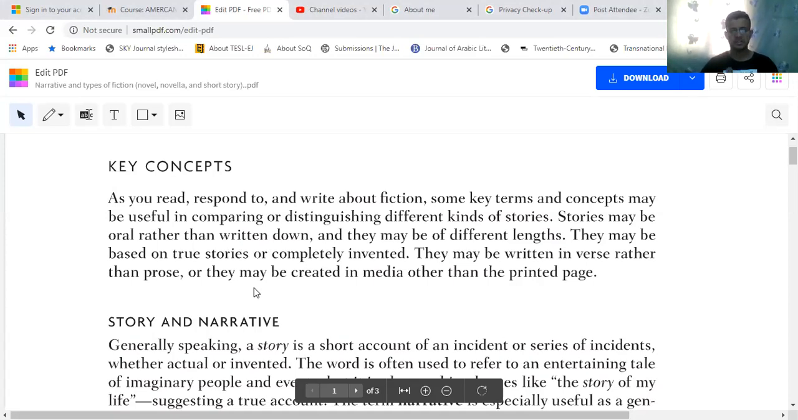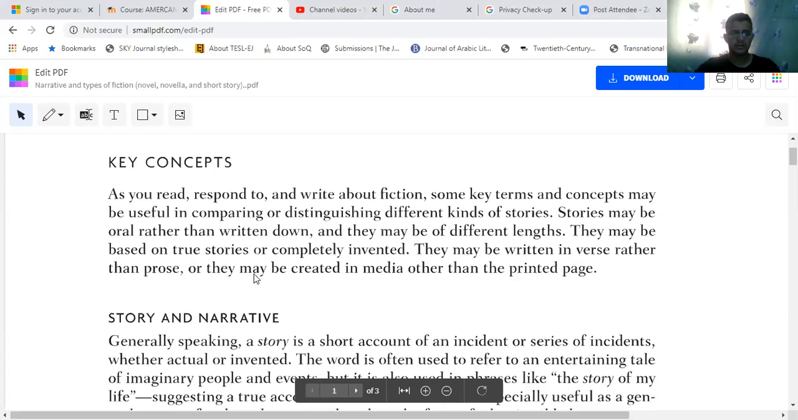Fiction can be found in different ways and in different outlets. And also fiction can be oral, meaning that someone tells you a story, okay? That is called oral literature. And it can be also written literature. So it can be oral and written. Okay, so story or narrative.